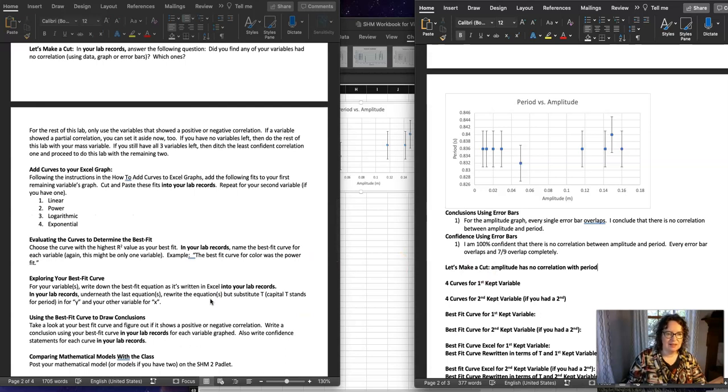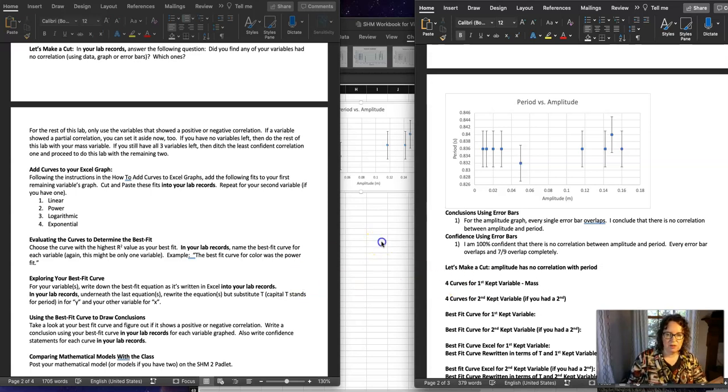Okay, you ready? So now we're going to move on with just the variables that are correlated. You should have at least one, if not two variables. Most people will have two variables that are correlated. Some people have just one. If you have no variables left, let's keep the mass variable. Awesome. For the first kept variable, let's just say my first kept variable is going to be the mass variable.